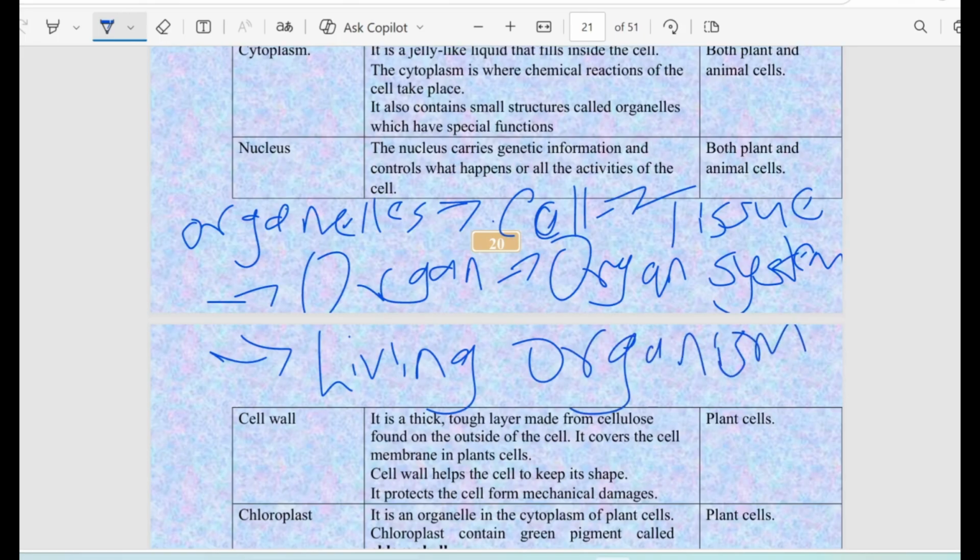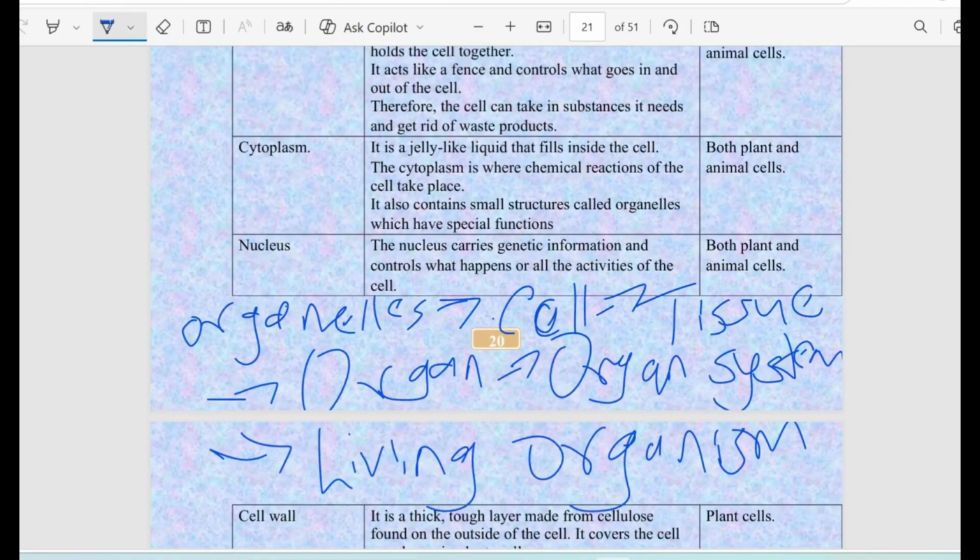So you're supposed to know the flow, where organelles form a cell. Many cells, when combined together, form a tissue. When many tissues combine together, they form an organ. When many organs combine together, they form the organ system. And when many organ systems are combined together, they form a living organism.